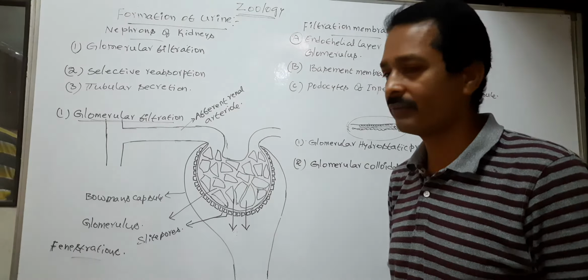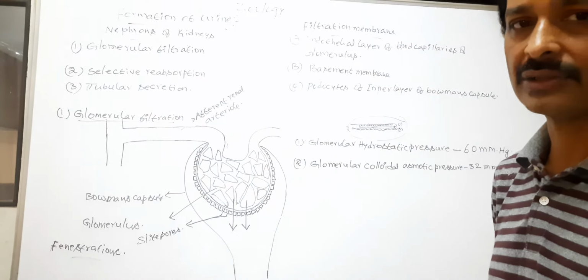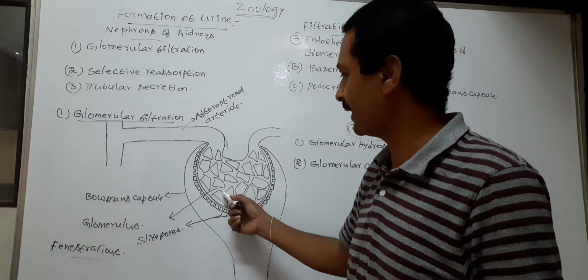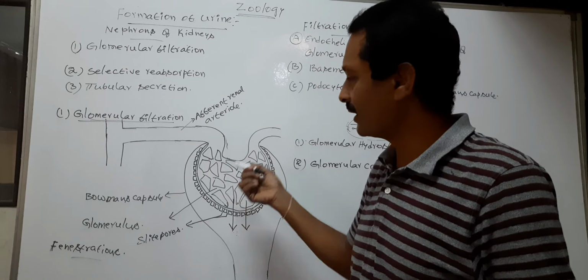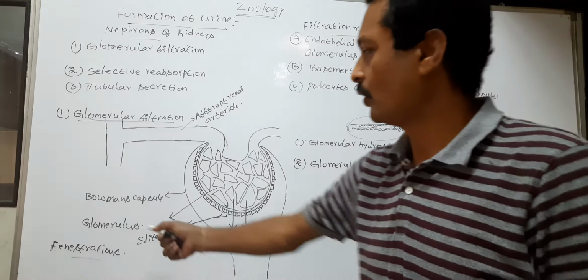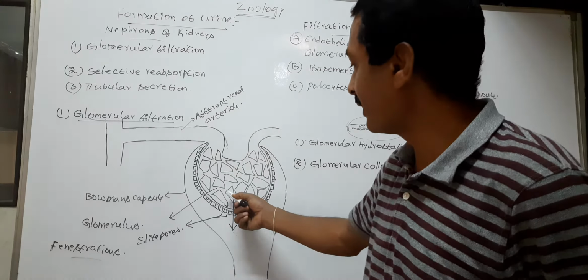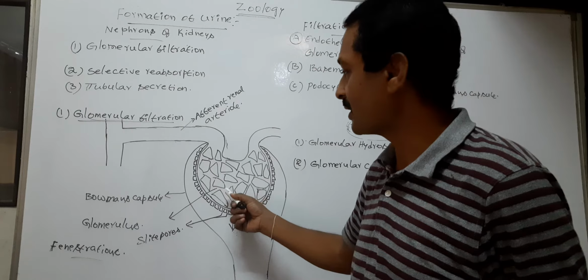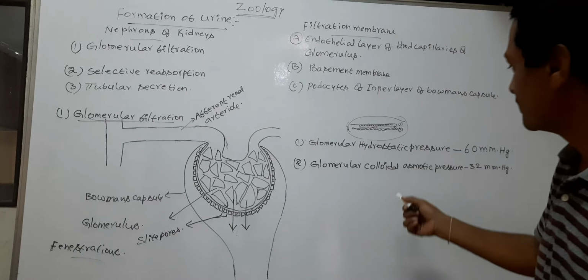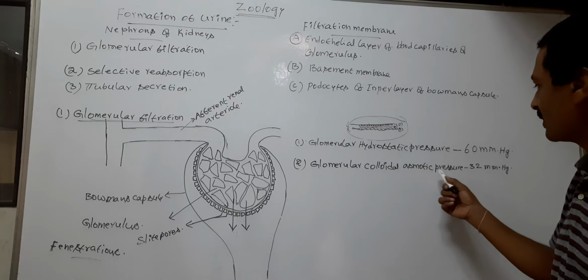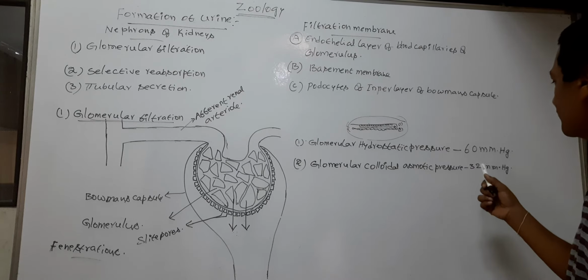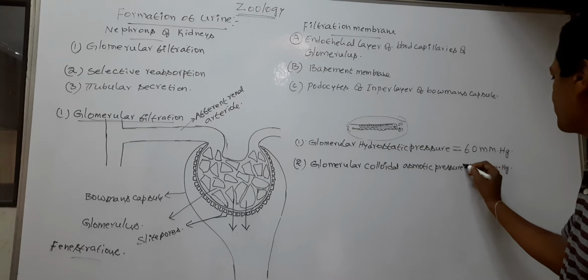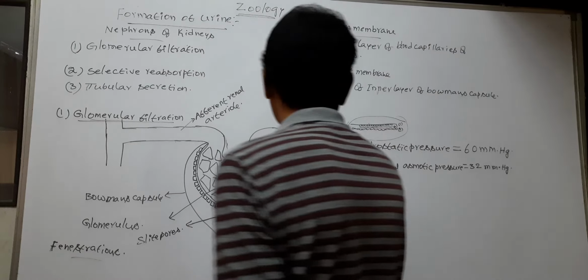So these are non-filtered plasma proteins. So the non-filtered plasma proteins situated in the blood of glomerulus generate colloidal osmotic pressure. It is 32 mmHg.